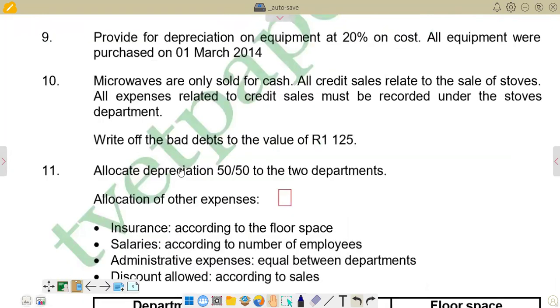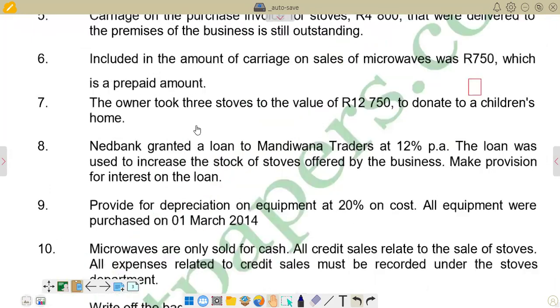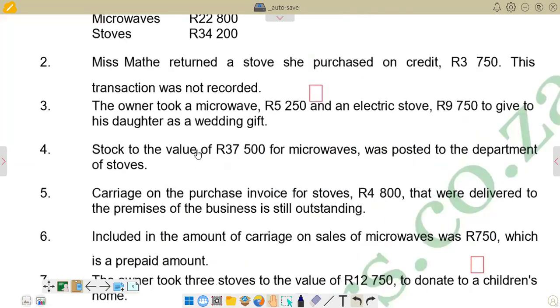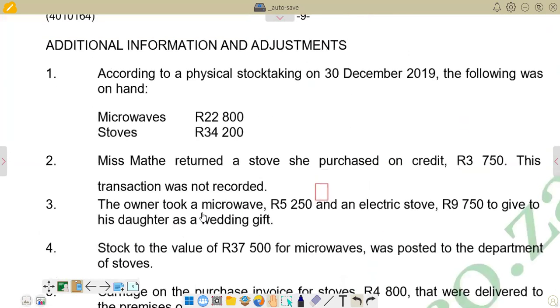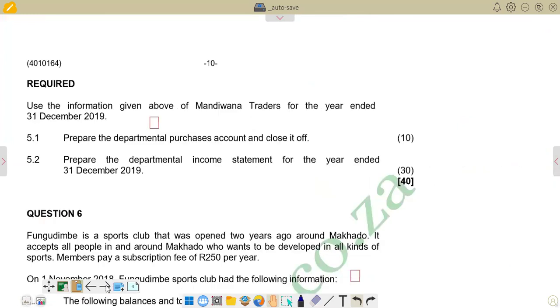If you come here, you'll see that this is the information that we have in terms of the additional information and adjustments. And then we go to the question section, which says: use the information given above of Mandwana Traders for the year ended 31 December 2019, and prepare the departmental income statement for the year ended 31 December 2019. In this video, we are only concerned with part 5.2, which has 30 marks. So we are going to go through this question.